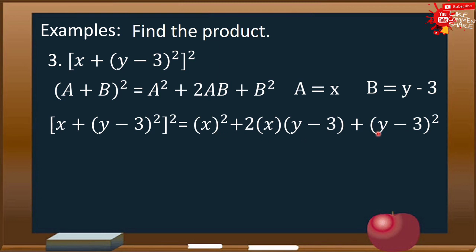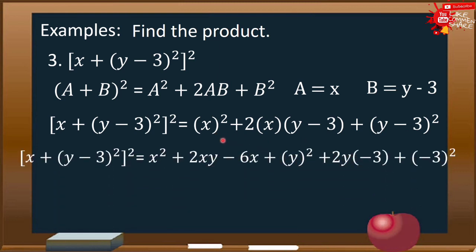Then let us simplify this. So we will have here the square of x, so we will have x squared. Then we have here positive 2 times x is positive 2x. Then we have a binomial here, so it means that we will multiply positive 2x to y and positive 2x to negative 3. So let us start. Positive 2x times y is positive 2xy. Then positive 2x times negative 3 is negative 6x. So that's why we have here negative 6x.